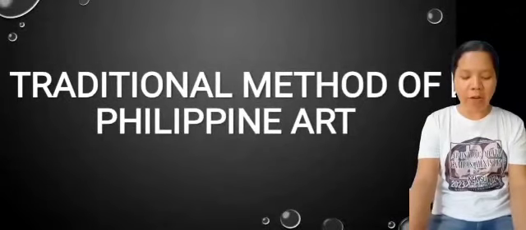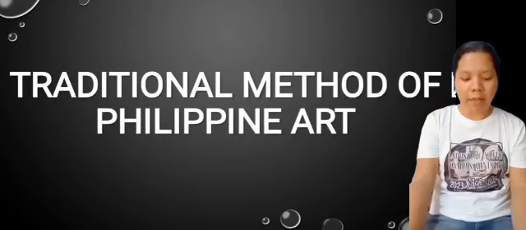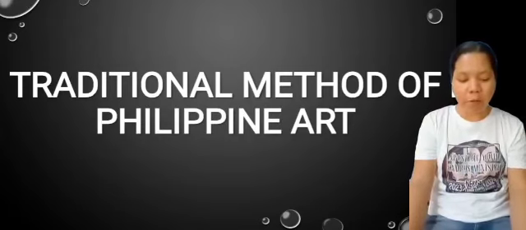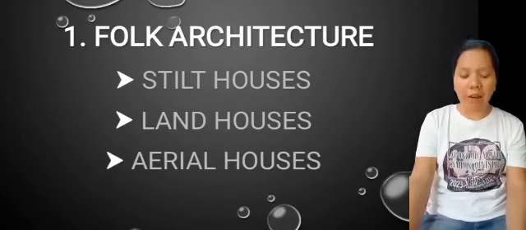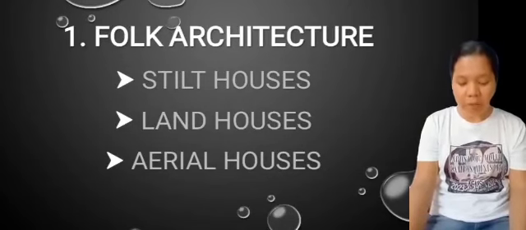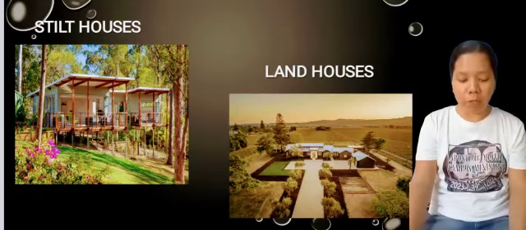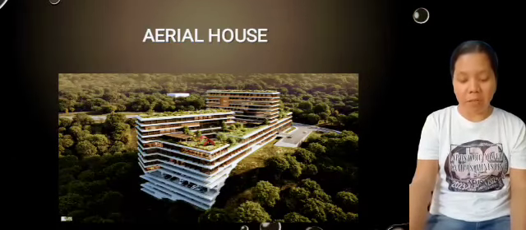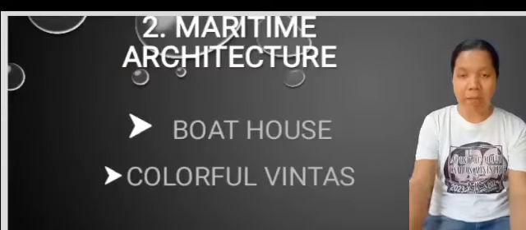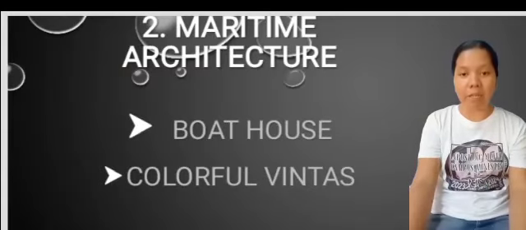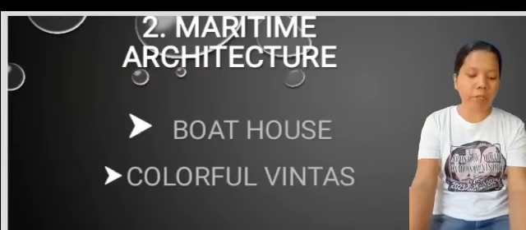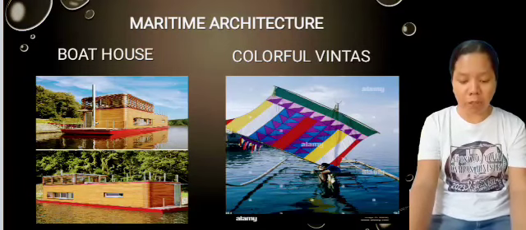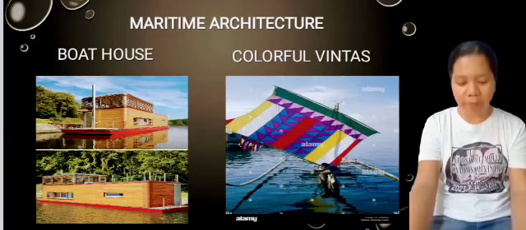And there are various kinds of traditional methods of Philippine art. Number one is folk architecture, and its following examples: stilt houses, land houses, aerial houses. Number two, maritime architecture, and its following examples: boat house, colorful bintas or sailboats, which is found in Muslim Mindanao.